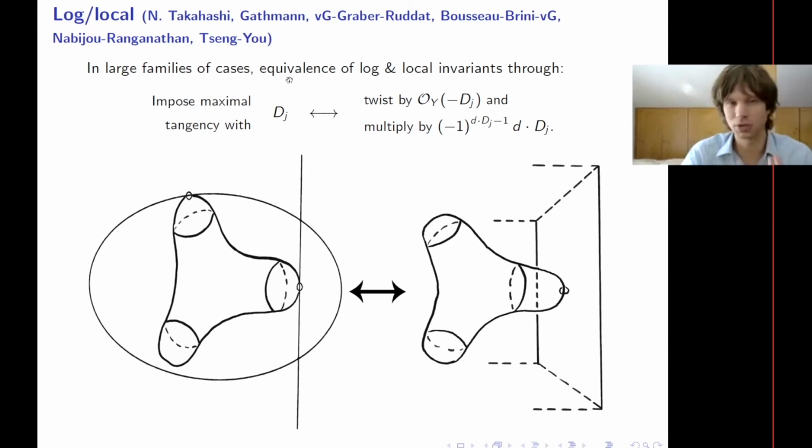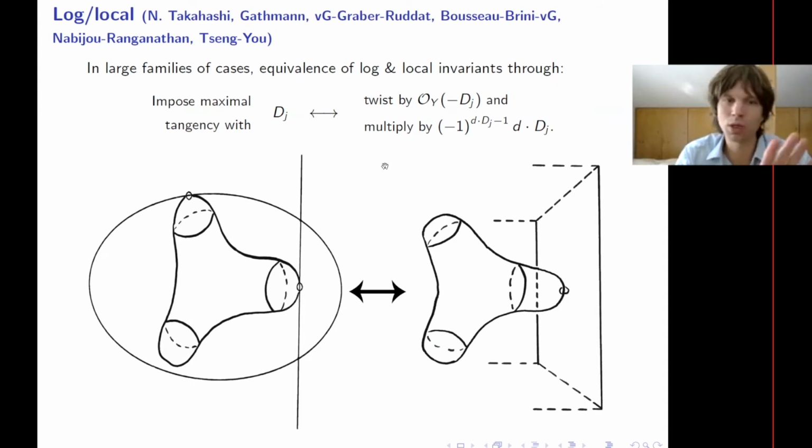So first, this is local business. It goes back 20 years to work of Takahashi, Gathmann. We did some work on this in the case of one divisor with Graefnitz and Wormleighton. With Bousseau and Brini, we extended it. We looked at several divisors in the toric case, and in this work, in some non-toric cases as well. Nabijou and Ranganathan proved this correspondence at the cycle level in some cases, but also found counterexamples in others. So these cases that I mentioned are numerically true, and they found some counterexamples at the cycle level. Tseng and You related the whole thing to orbifold invariants. There's a whole thing going on here. Very exciting work, lots of people.